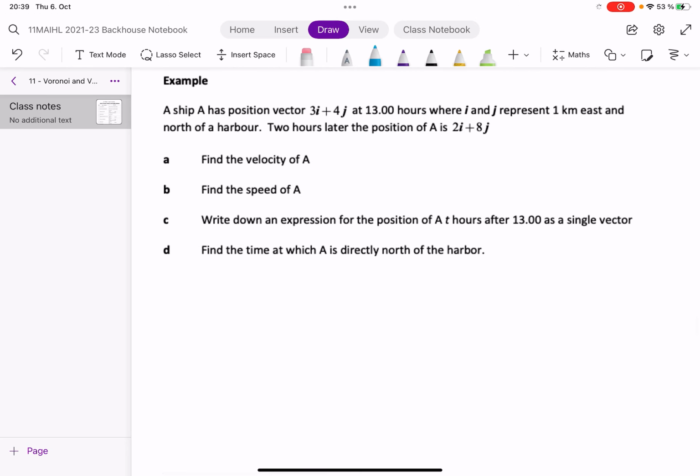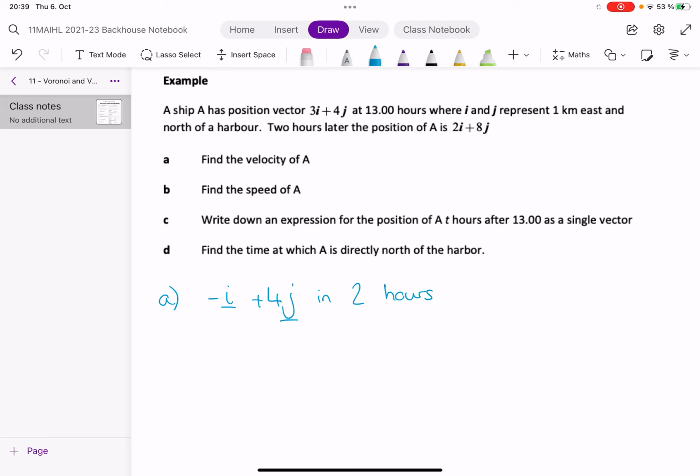And obviously that looks very similar to the equation of a straight line in vector form. So let's look at an example of this. A ship A has position vector 3i plus 4j at 1 o'clock, where i and j are east and north of a harbour. 2 hours later, its position is 2i plus 8j. So we find out where it's moved to 2 hours later. So if we want to find the velocity, well, let's see how much it's moved. It's moved negative i plus 4j in 2 hours.